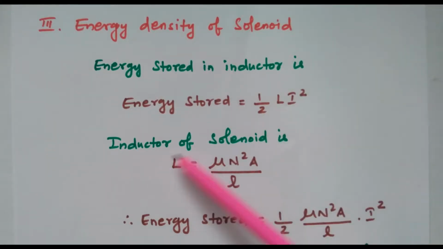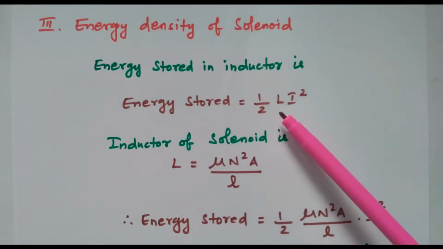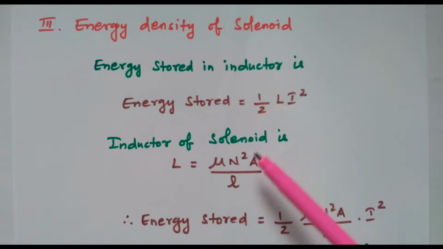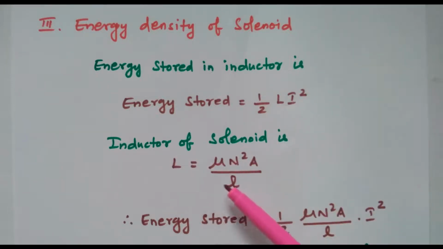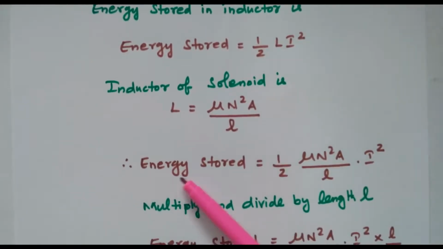The inductance of the solenoid is nothing but mu N square A by l, right? We need to replace this inductance expression with the inductance of a solenoid, mu N square A by l. So energy stored equal to half L I square, where L is mu N square A by l, into I square.